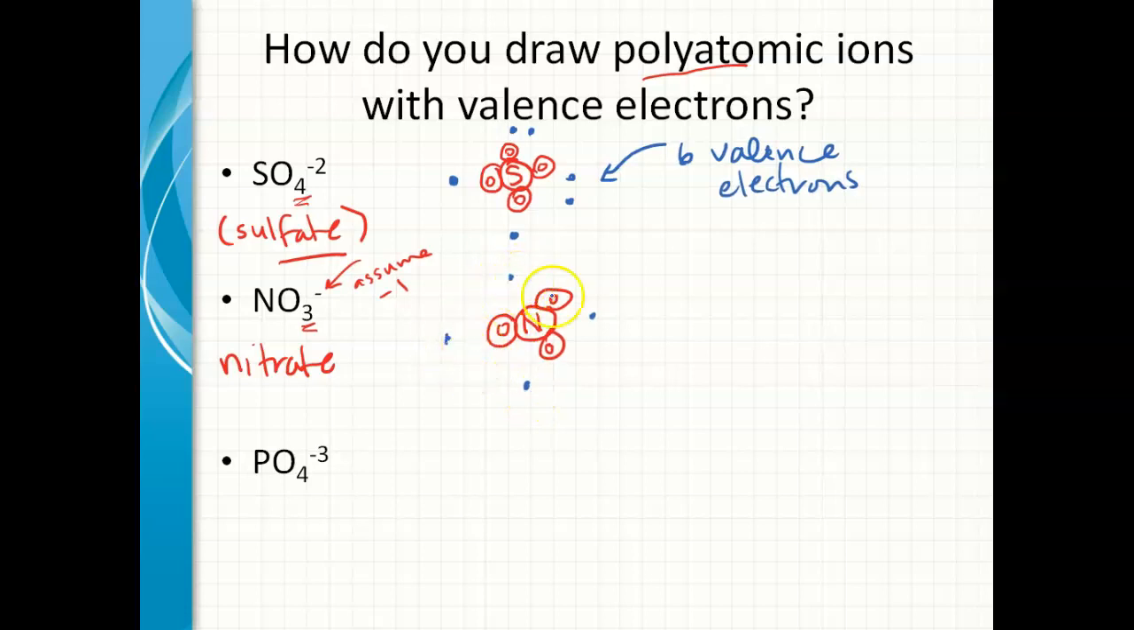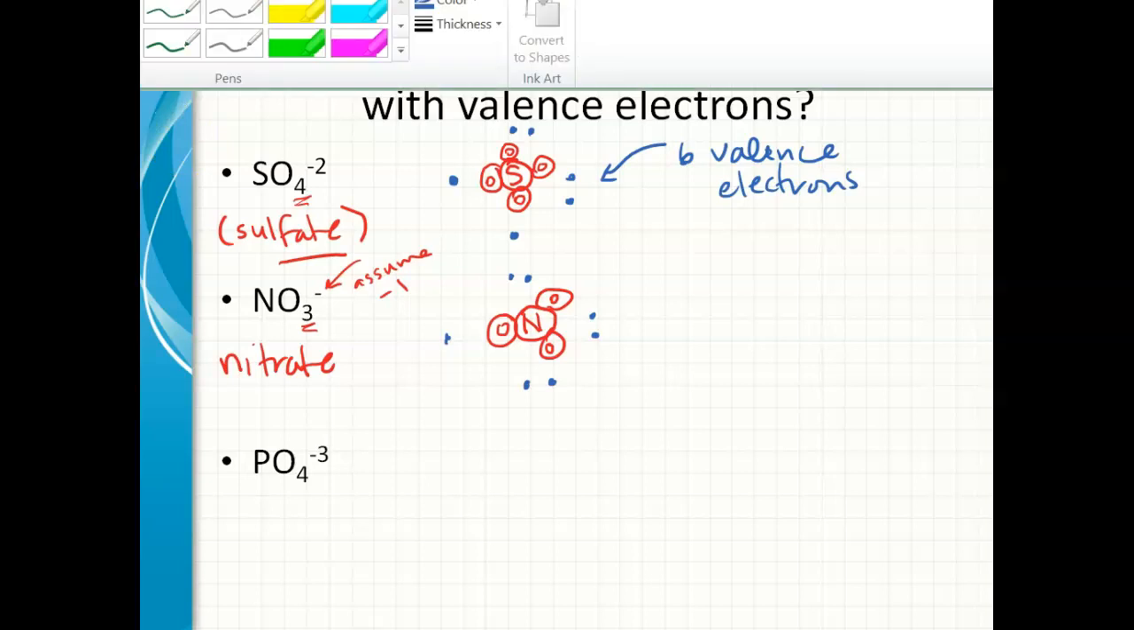Remember, you always draw 1 in each region first, and then you start pairing them up. So here is our nitrogen with its 7 valence electrons. Let's try the last one.